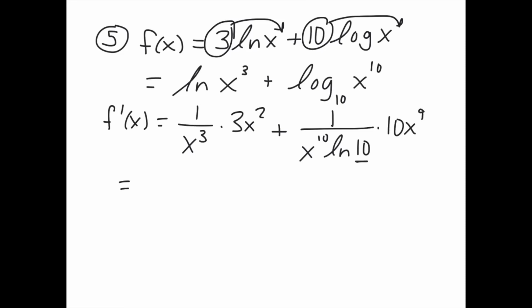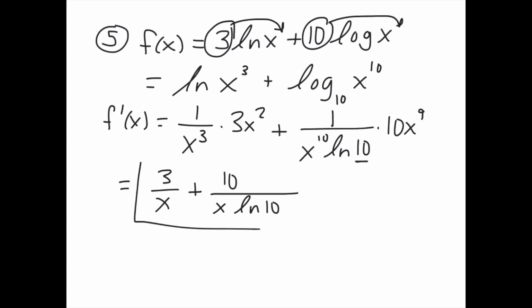So simplifying this, we should get 3 over x, because the x squared will cancel out 2 of the x's on the bottom there, and we should have a 10 on the top here, and x to the 9th will cancel out 9 of the x's in that x to the 10th on the bottom, but we'll still have 1 x left, and we'll have an ln of 10 still left there as well. So there is our result.